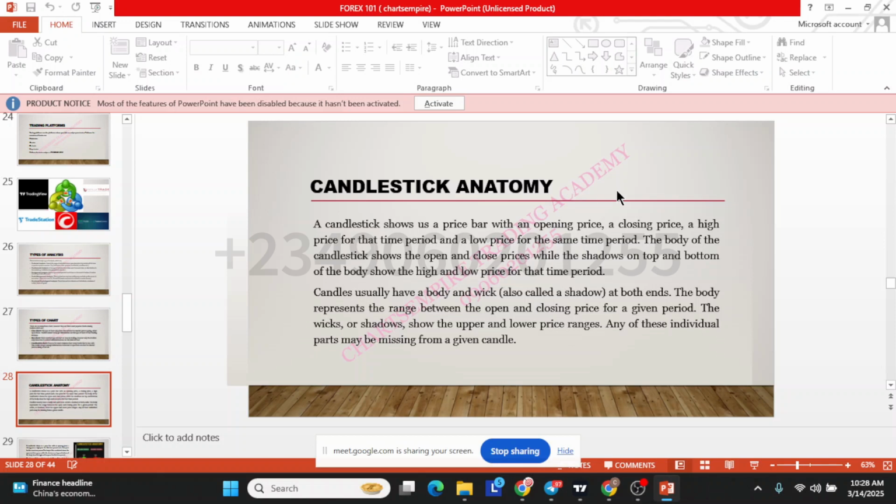Okay, so now candlestick, we want to look at candlestick. So we'll start looking at candlestick. That is the first thing, the first technical tool we'll be looking at. What are candlesticks and how do we interpret them?